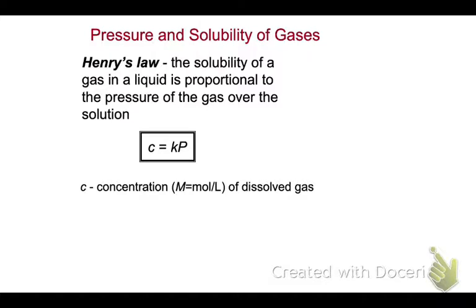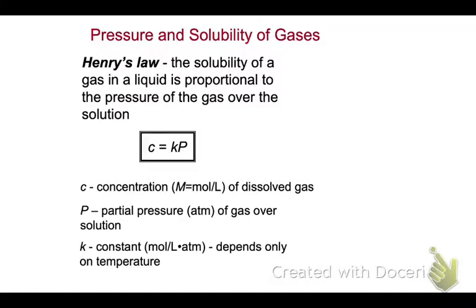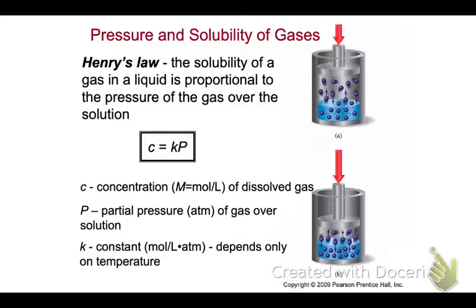Concentration here is in molarity, mole per liter of a dissolved gas. P is the partial pressure in atmosphere of the gas over the solution. And K is Henry's constant, which is a constant that depends only on temperature. Look at this picture here. See how in the second picture we increase the pressure? And when you increase the pressure of the gas, more of it gets into the solution till you have a higher concentration of it. The higher the pressure, the higher the concentration.